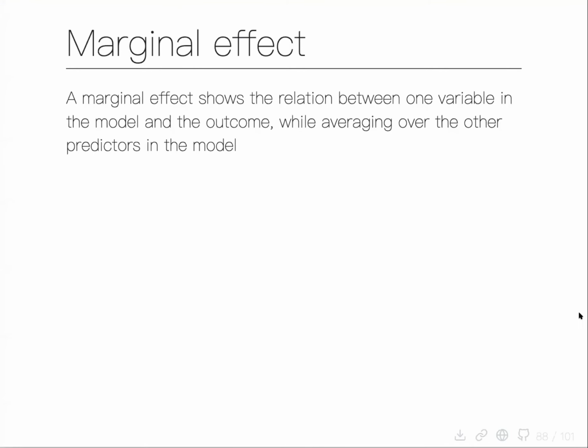All right, marginal effects. So a marginal effect shows the relation between one variable in your data set and the model outcome while averaging over all the other predictors or while holding them constant, okay? And this is a great way to better understand your model. It's particularly helpful when you have interactions or nonlinear effects, okay? Which we don't really have here, but we do have an interaction. So we'll use it to look at our interaction, all right?